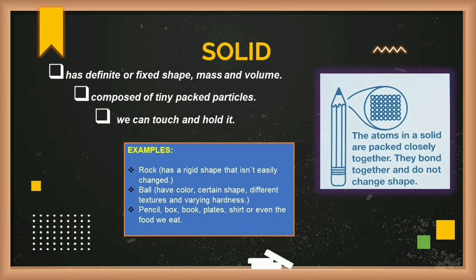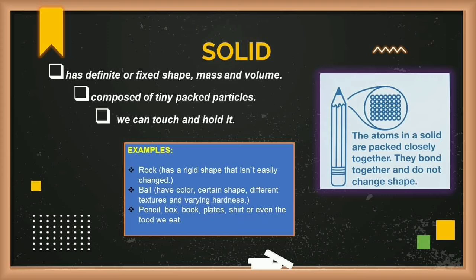So let's jump into the first state of matter, which is solid. Solids are easy to recognize. They have definite shape, mass, and volume because they are composed of tightly packed particles, meaning their particles or molecules are very close together so it does not lose its shape. Thus, the shape of a solid is independent of its container.